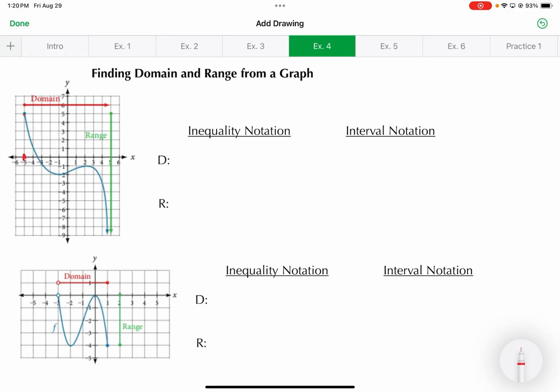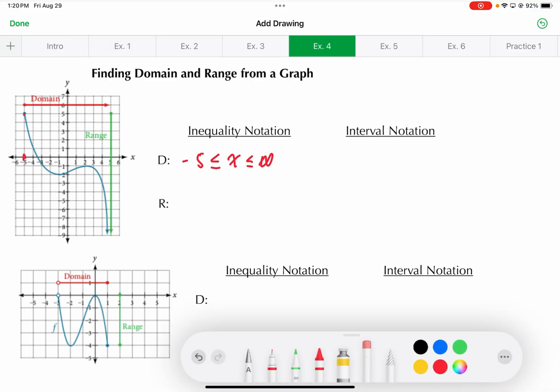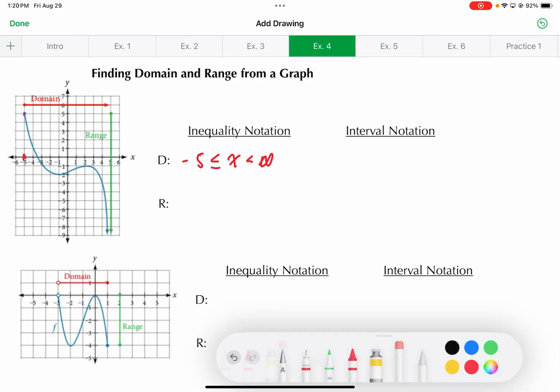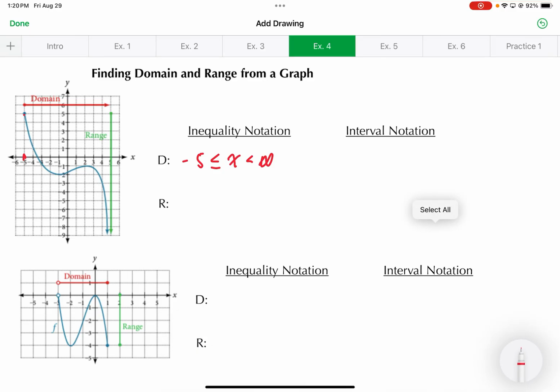So if I write it in inequality notation, how would I write that for my domain? x is going to be between which two values? -5 and positive infinity. So I could do -5 is less than or equal to x, which is less than or equal to infinity. Although, would I put less than or equal to if I'm working with infinity? No, because I can never actually equal infinity. So let's go ahead and erase that equal to sign.